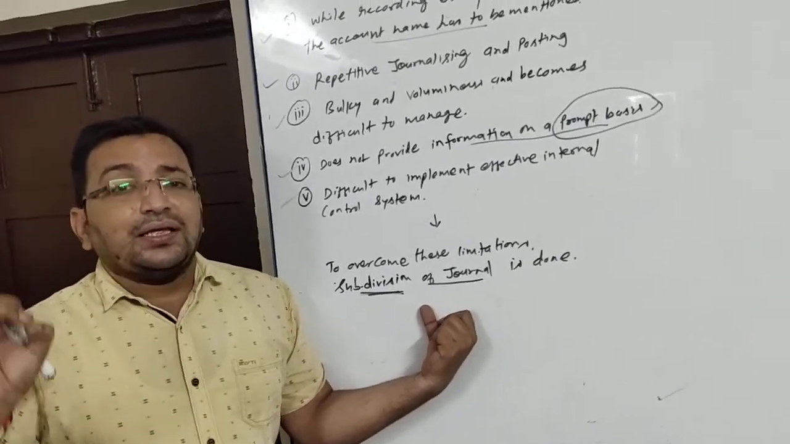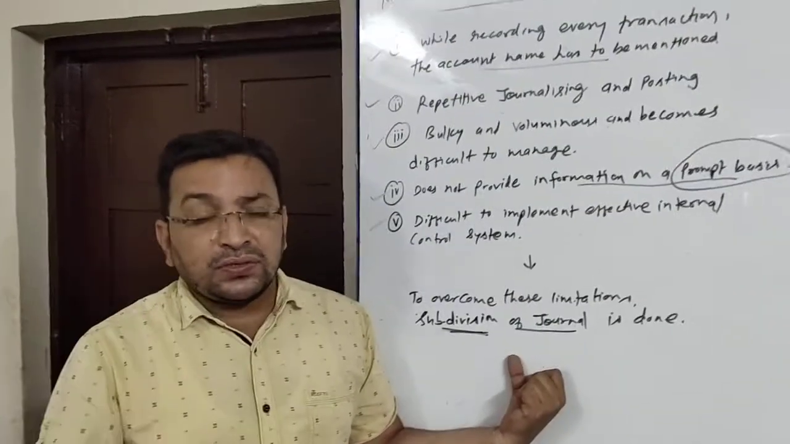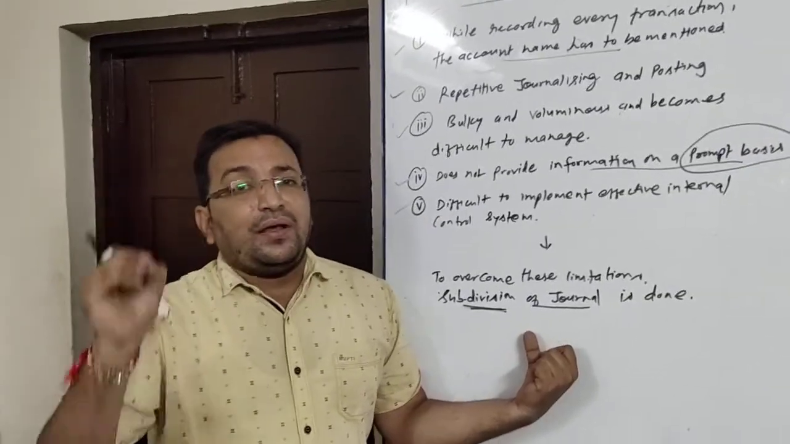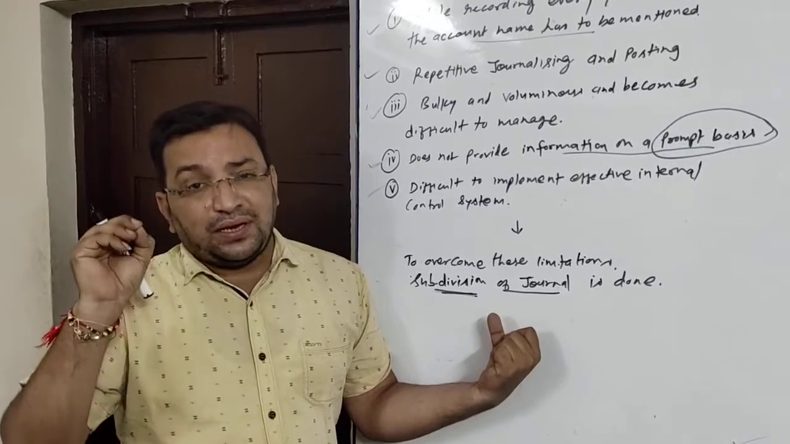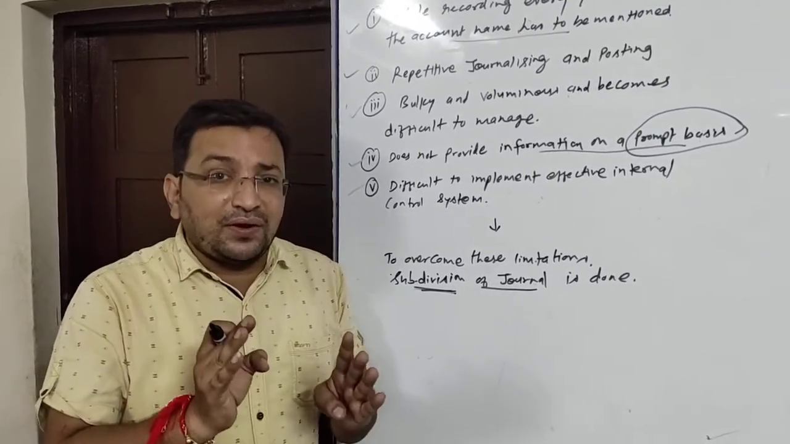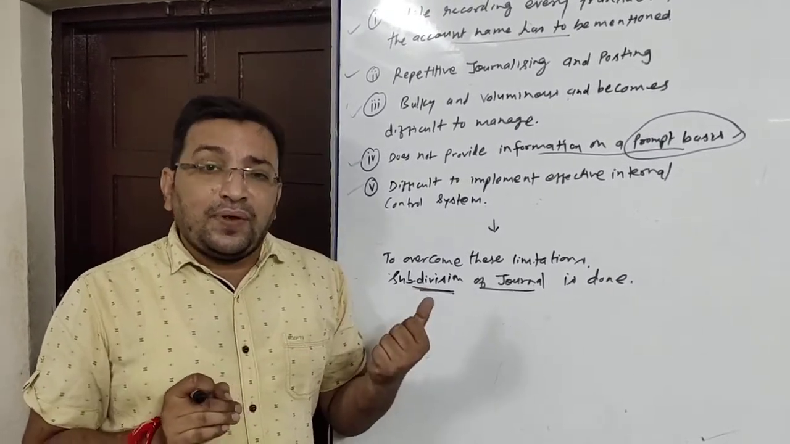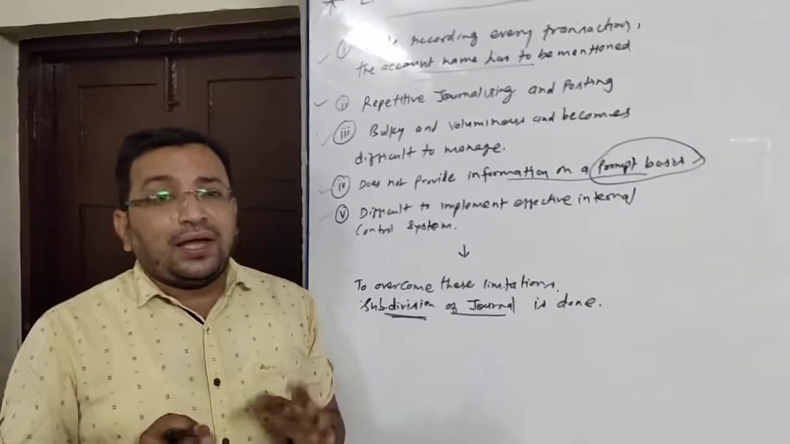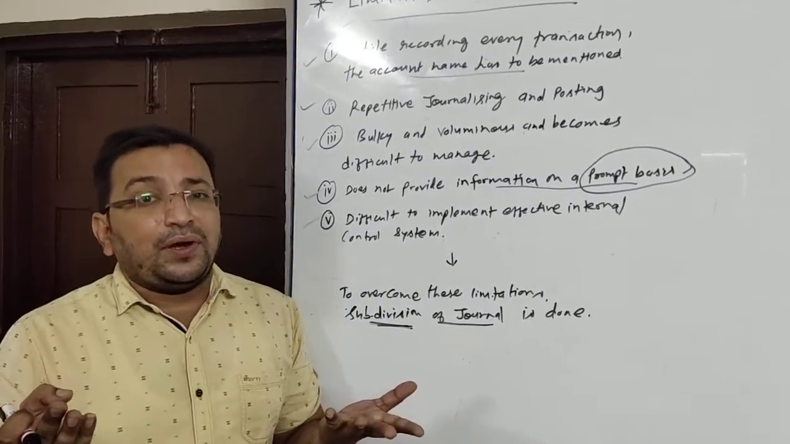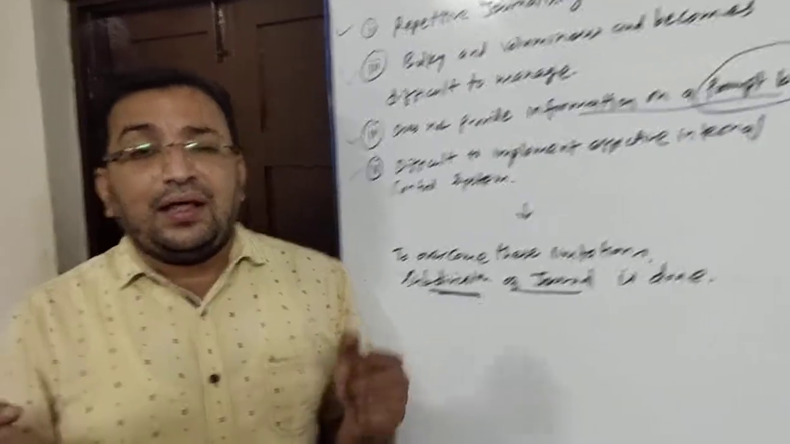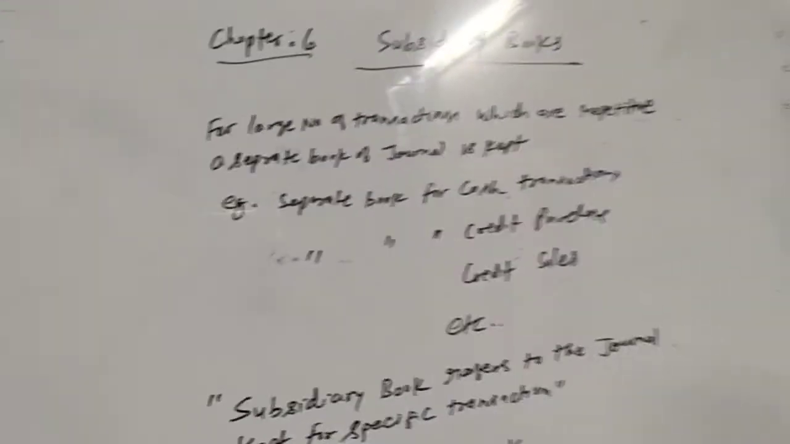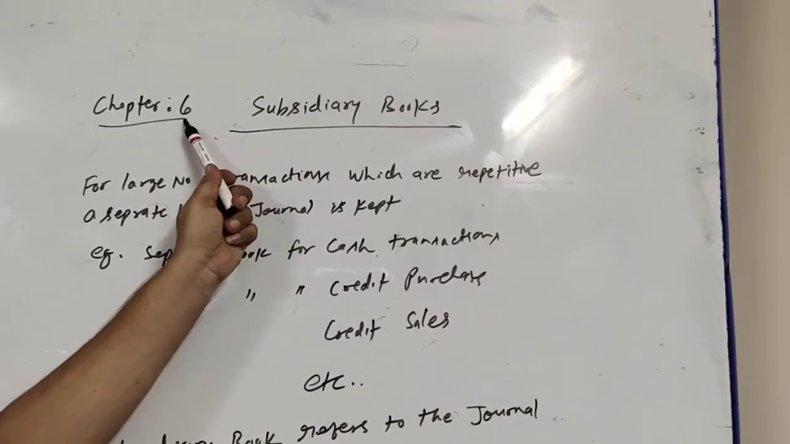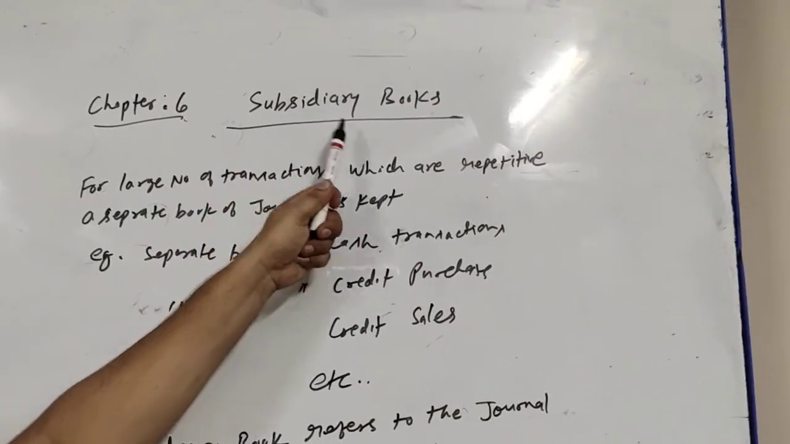So actually in this lecture we are going to start with the new chapter, chapter number 6, which is subsidiary book. Subsidiary book is what? It is a subdivision of journal. If we know the limitations of journal, then we can know the benefit of subdivision of journal. Let's have a look at the meaning of subsidiary book. So today's topic, chapter number 6, subsidiary books.